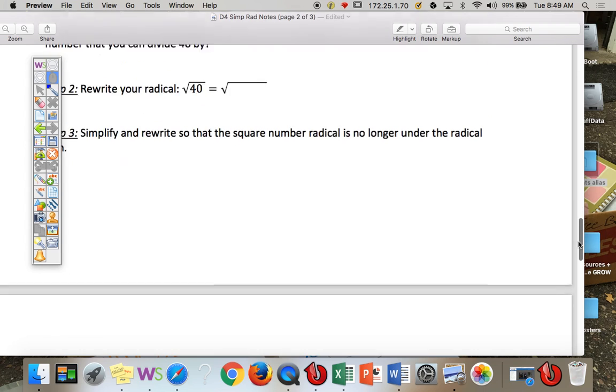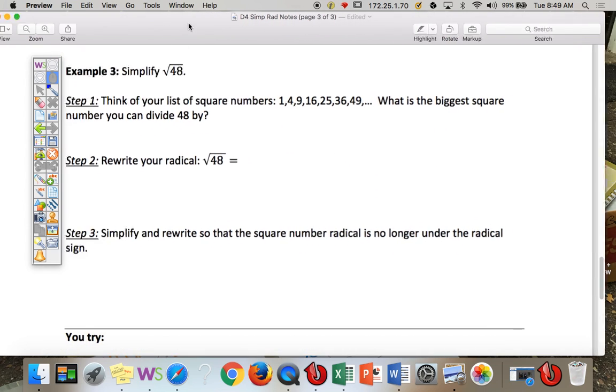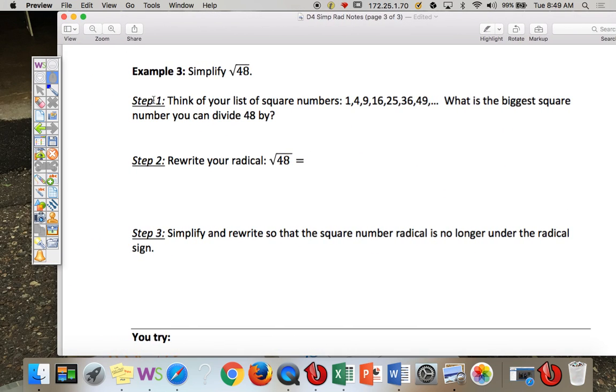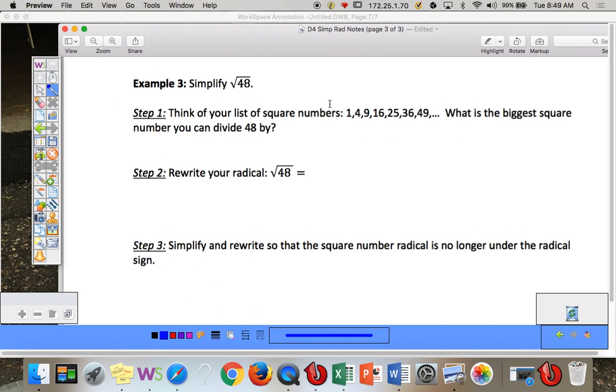Let's do another example. The square root of 48. What's the biggest square number we can divide 48 by? And so you go down the list, and the only ones that you can really test are any numbers smaller than 48. So you can only test these numbers right here. And I believe that the biggest square number that we can divide 48 by and get a whole number is 16. So this is the square root of 16 times 3.